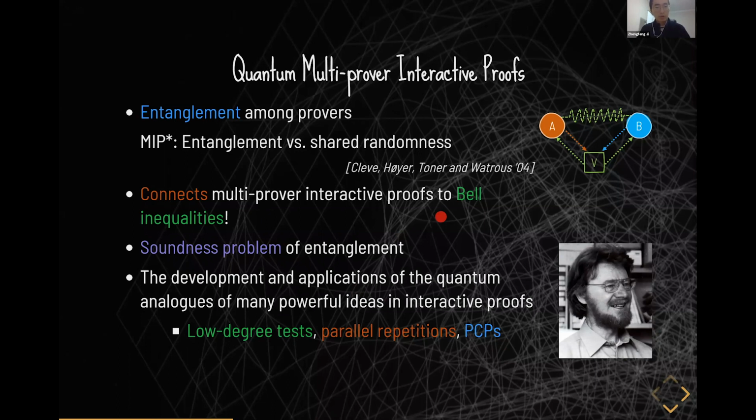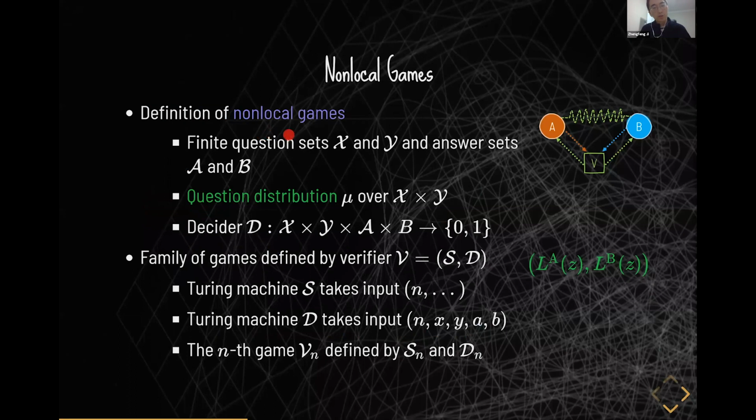And to be more concrete, we define a concept called non-local games. These are very simple objects. We have X and Y as finite sets, and answer sets A and B. You also have a distribution over the joint space X, Y, and then a decider. Given a question and answer pair, you need to decide either to accept, output 1, or reject, output 0. So that's very simple, because everything is finite, and that's a non-local game.